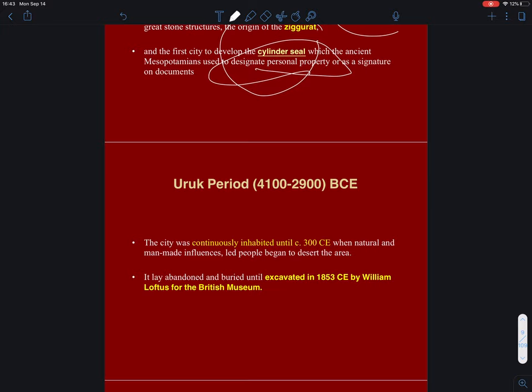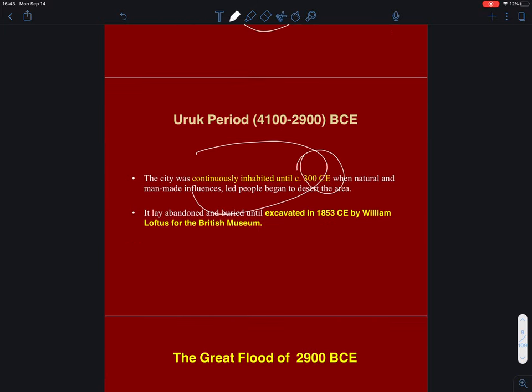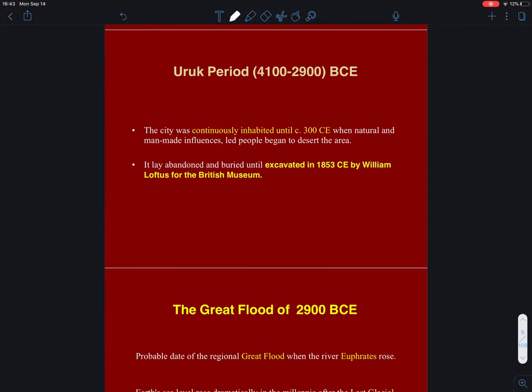So the city was continuously inhabited until 300 CE, and probably the Tigris and Euphrates and the climate and whatnot were ultimately responsible for people deserting the cities. Of course, as we will see throughout this course, half of the knowledge that we have garnered about this past, we can give credit where credit is due, is by Europeans.